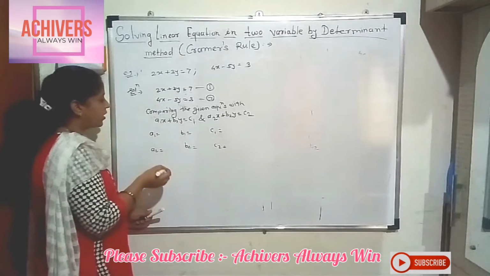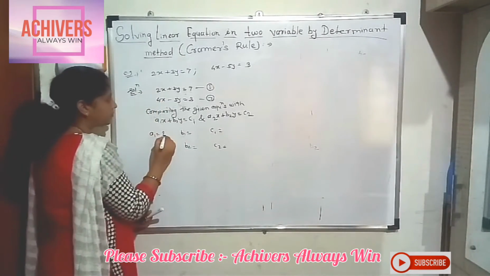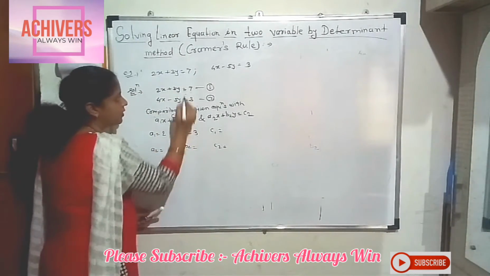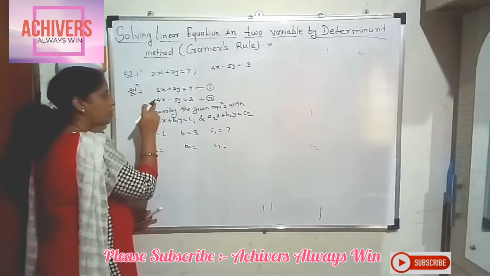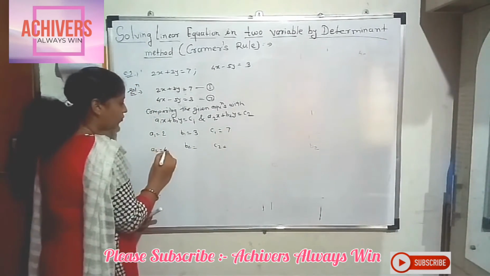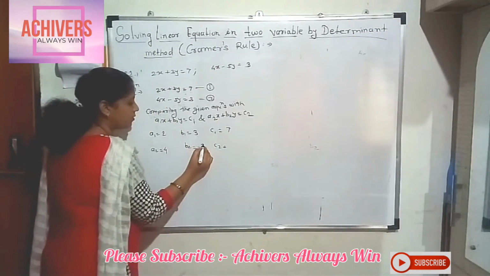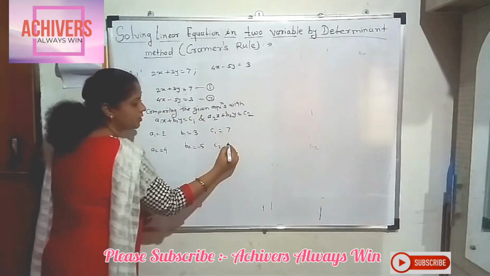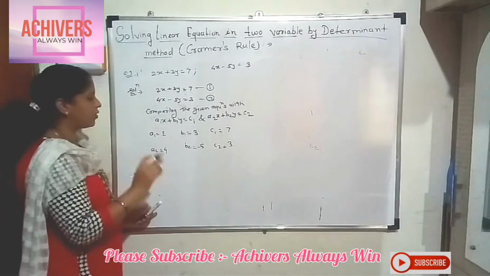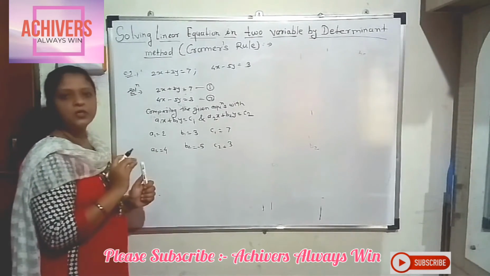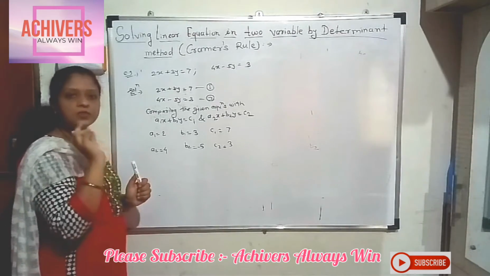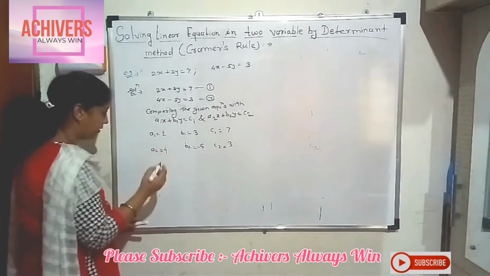Then say the values. A1 is 2, B1 is 3, constant number 7. For the second equation, coefficient of x means A2 value 4, B coefficient minus 5, and constant term 3. We get the values for A1, B1, C1, A2, B2 and C2. Then here we use Cramer's rule. First we find the value for the determinant.